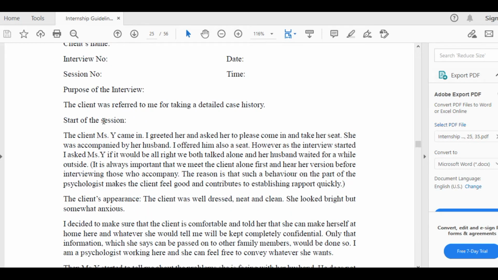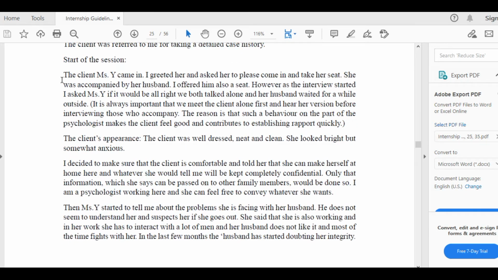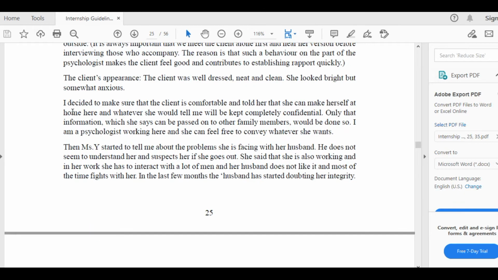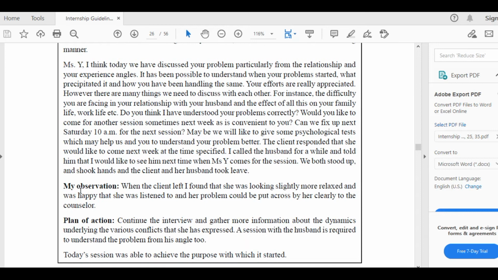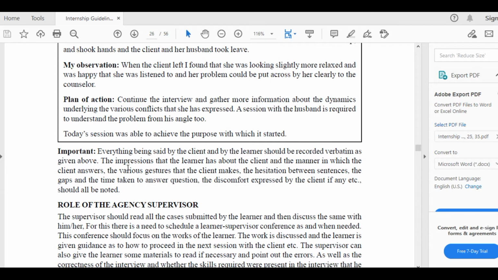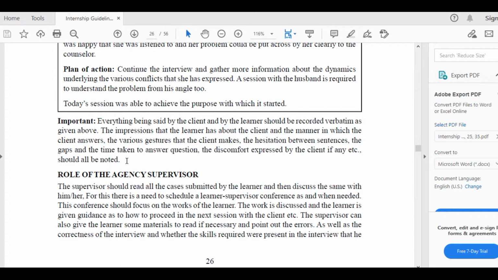The purpose of the interview, how you are going to interview, and what details you will notice, that also you have to write. Then the interaction, that is what the client says, the verbatim, which they call the dialogues, will be written over here. Then the observation, then the plan of action. Okay, these are the important points. I'm just mentioning the points.